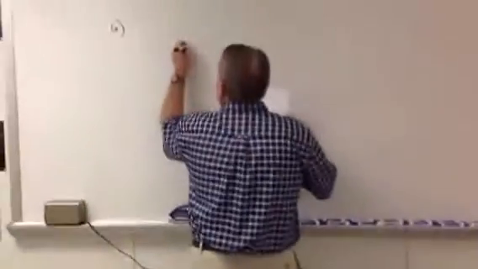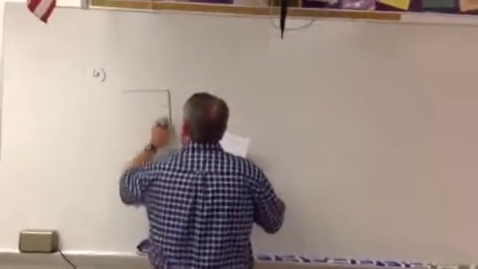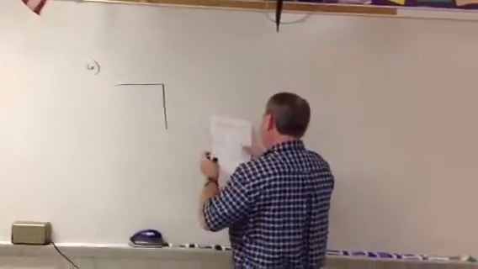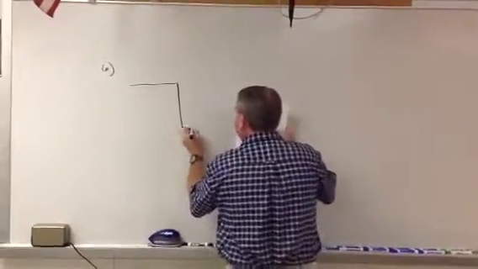An object is thrown horizontally at 22 meters per second from the roof of a building and lands 40 meters from its base. How tall is the building? All right, if we look at the building, we've got a height that we do not know.